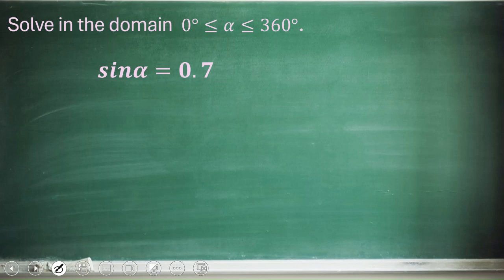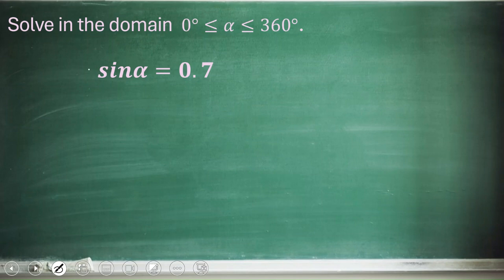It's your friendly math tutor, Miss C, here to solve the equation sine of alpha equals 0.7 within the domain 0 to 360 degrees. First things first, we are in degrees. So that means your first task should be to make sure that your calculator is also in degree mode, not radian mode.